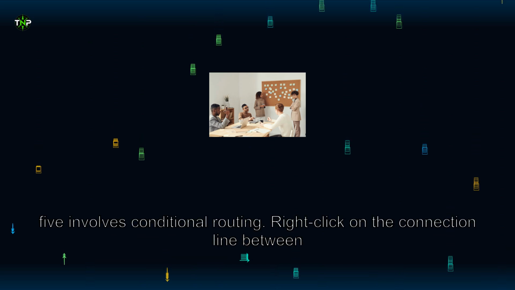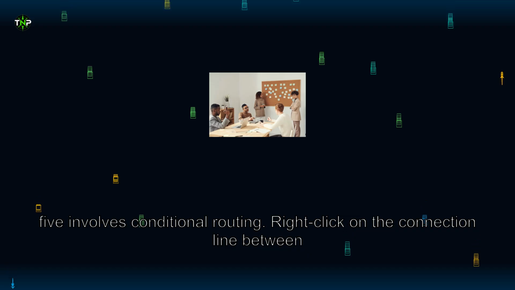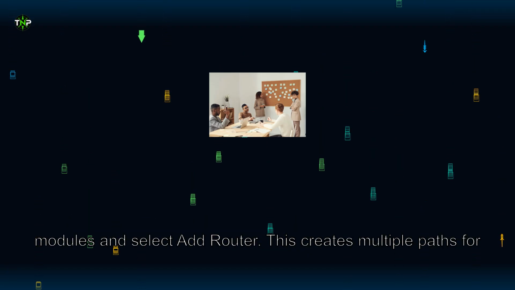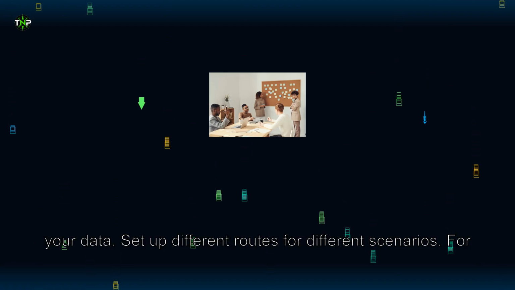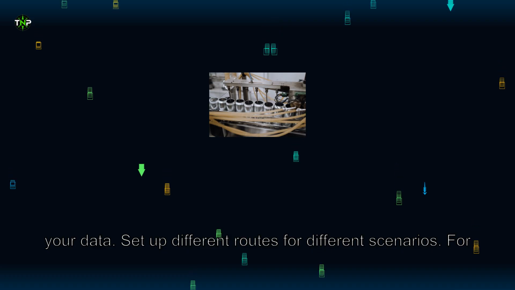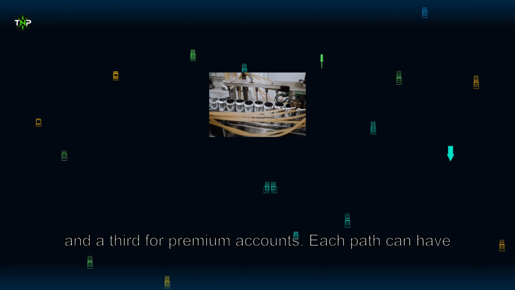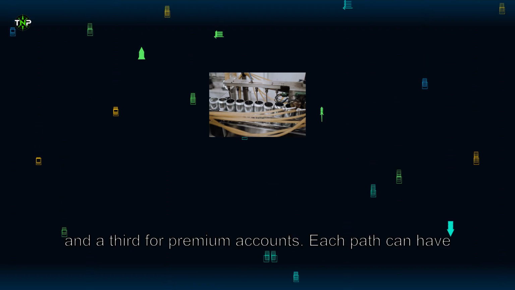Step 5 involves conditional routing. Right-click on the connection line between modules and select Add Router. This creates multiple paths for your data. Set up different routes for different scenarios. For instance, one path for new customers, another for existing customers, and a third for premium accounts. Each path can have completely different actions and destinations.